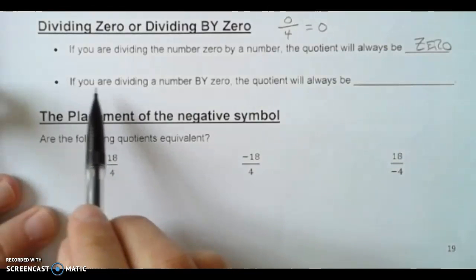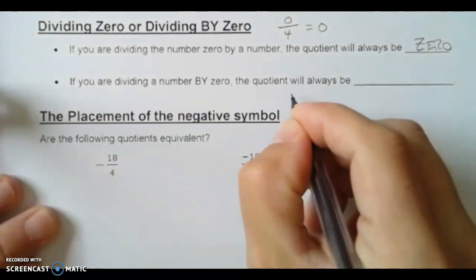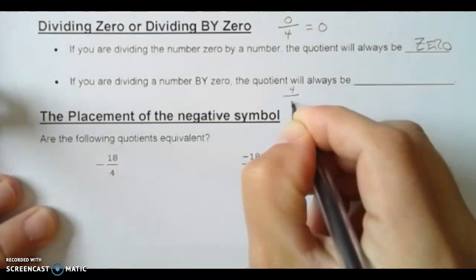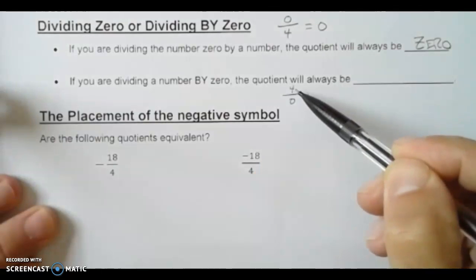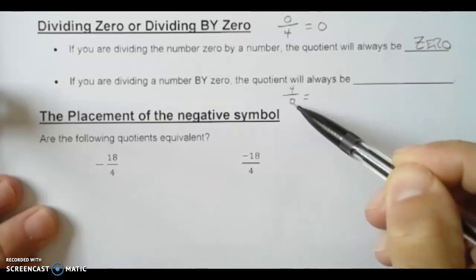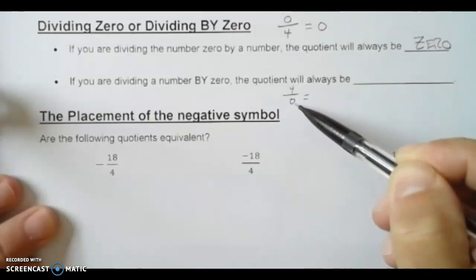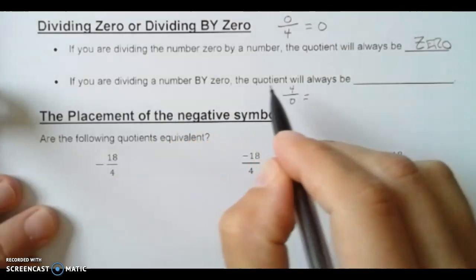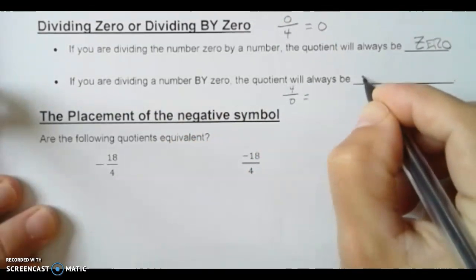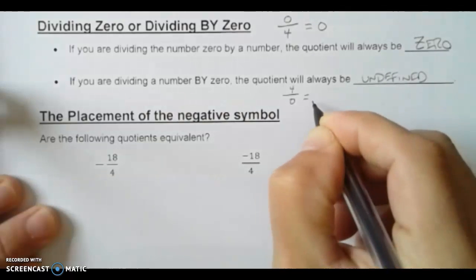Now, if you are dividing a number by 0, so in this example, maybe it's 4 divided by 0. Well, if I have 4 things and I tried to break them into 0 groups, you can't really do that. The smallest you could do is divide it into 1 group. You can't take something and divide it into nothing. If you're dividing a number by 0, the quotient will always be undefined. We call that undefined.